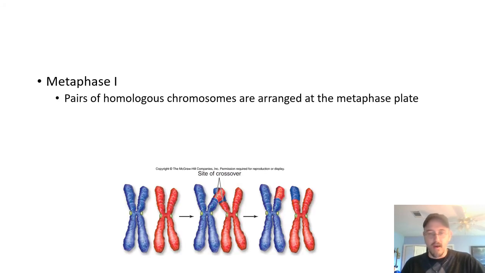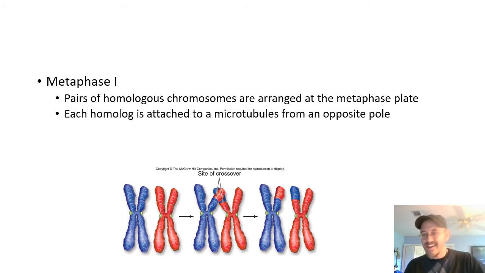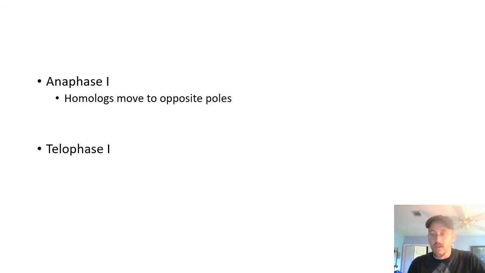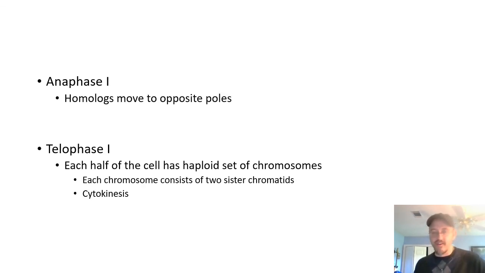Metaphase 1. Pairs of homologous chromosomes are arranged at the metaphase plate. Each homologue, so each homologous chromosome, is attached to microtubules from the opposite pole. We'll draw that here in a little while. And then we go into anaphase 1, where homologues move to opposite poles, and telophase 1. Each half of the cell has a haploid set of chromosomes, but those haploid chromosomes consist of 2 sister chromatids.